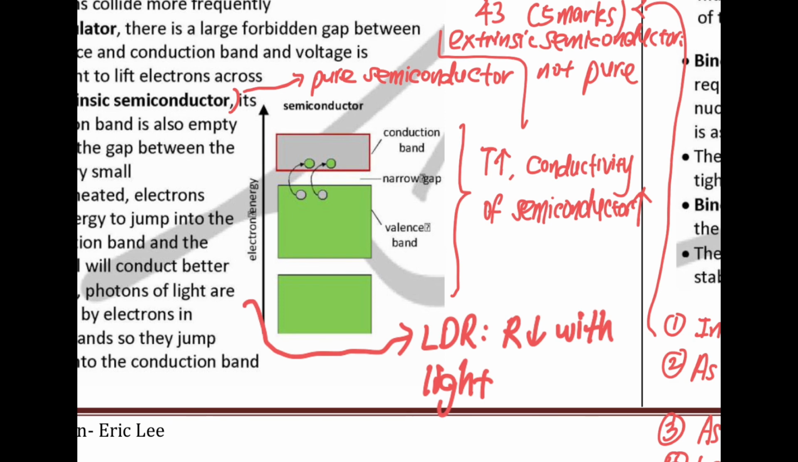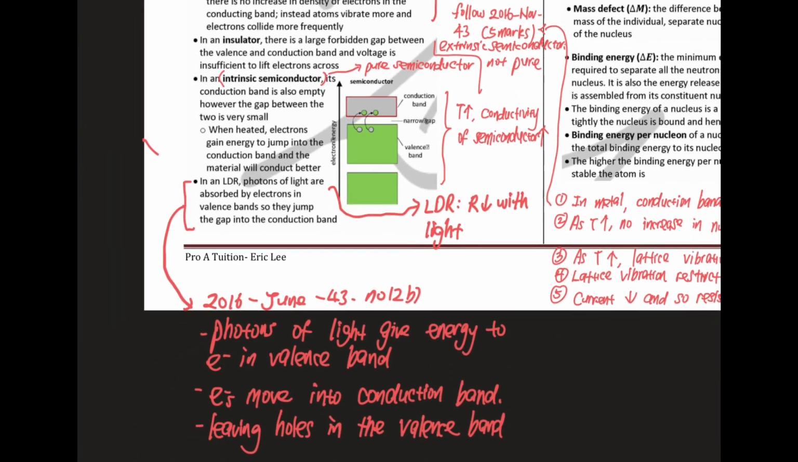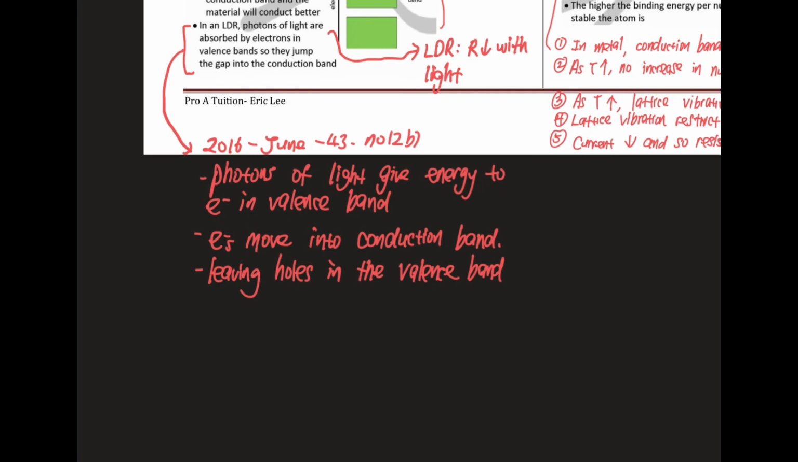Okay, so let's continue. Leaving holes in the valence band, and then the next point we can say these electrons and holes are charge carriers. At the end, current increases and resistance decreases.